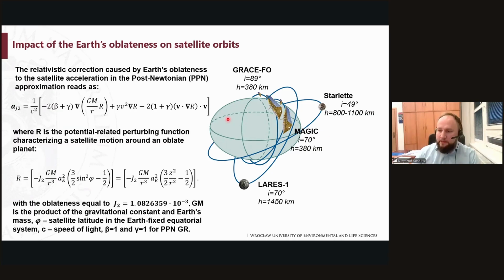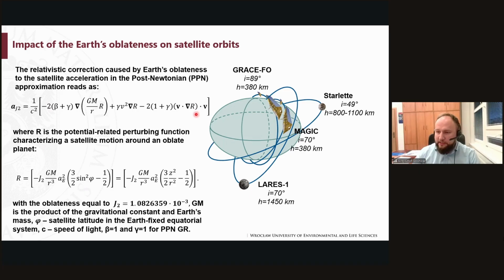Here we have the formula for the acceleration caused by the oblateness, the relativistic C20 effect. For the classical acceleration, we would have just this term, nabla times R, where R is the potential related perturbing function caused by C20 or J2.